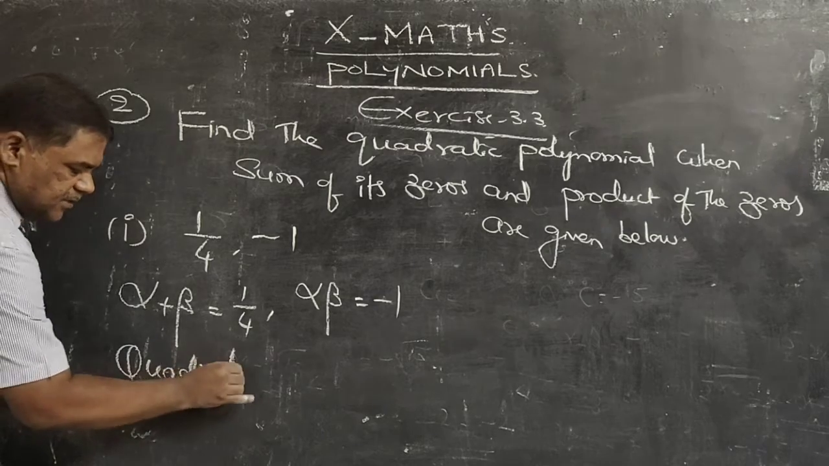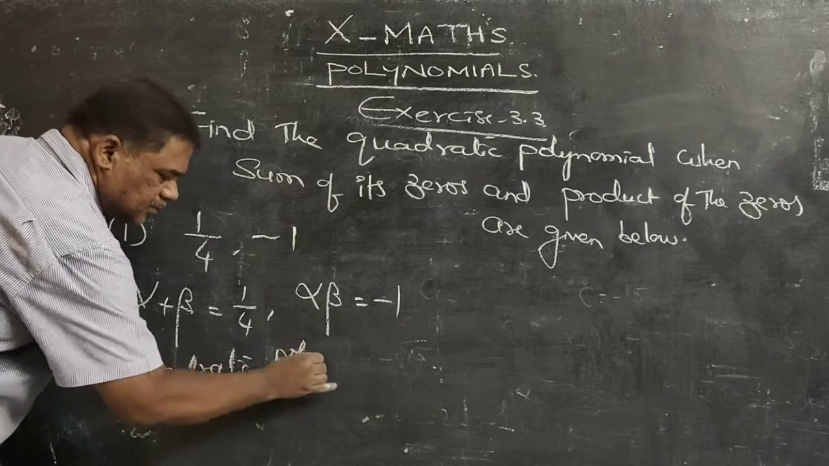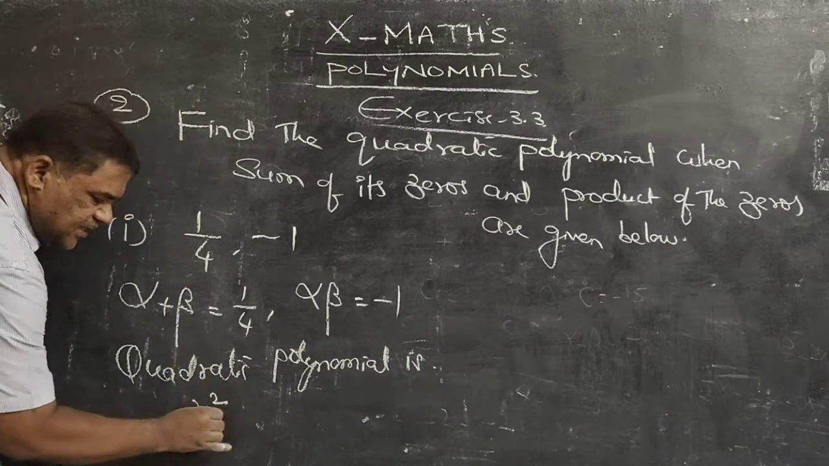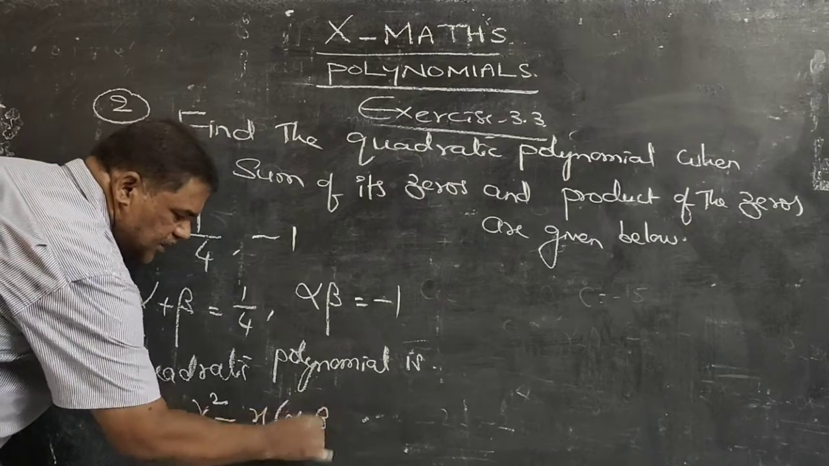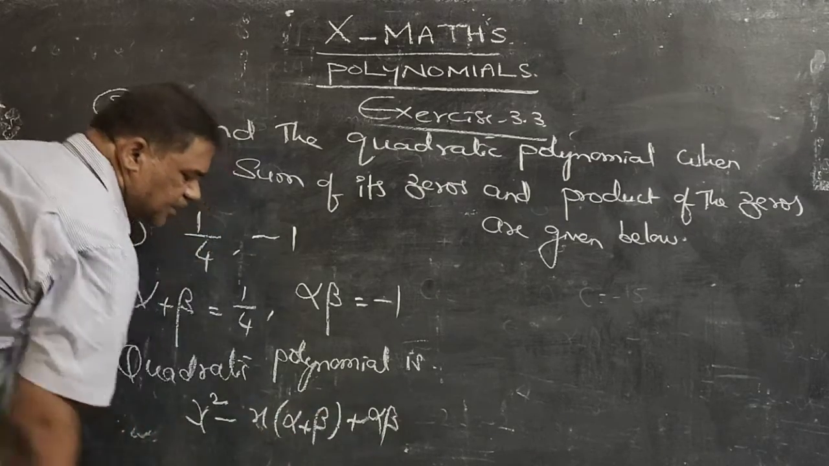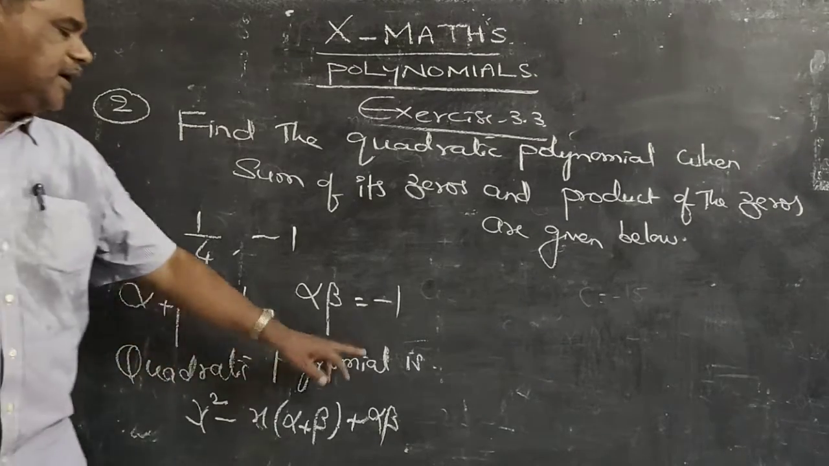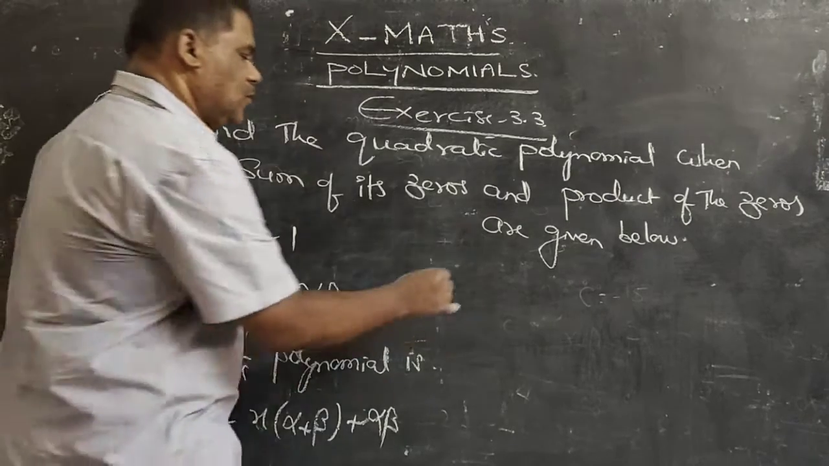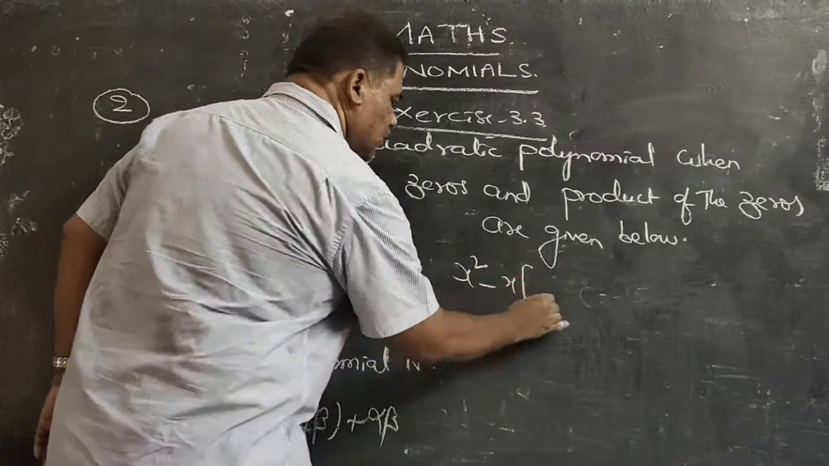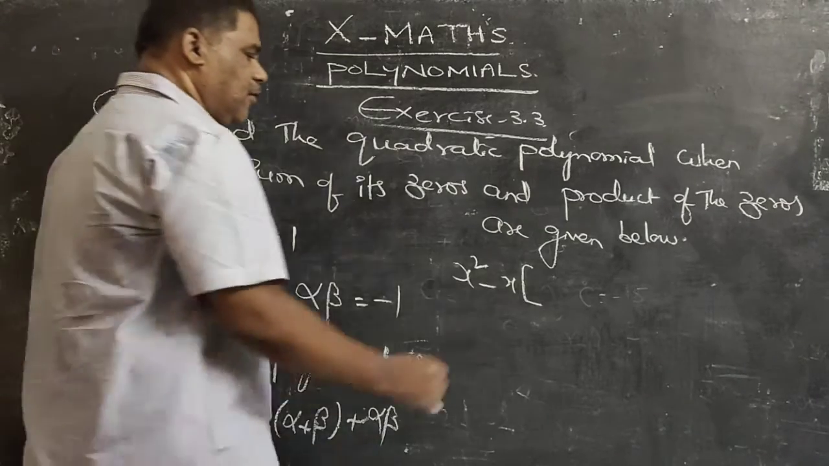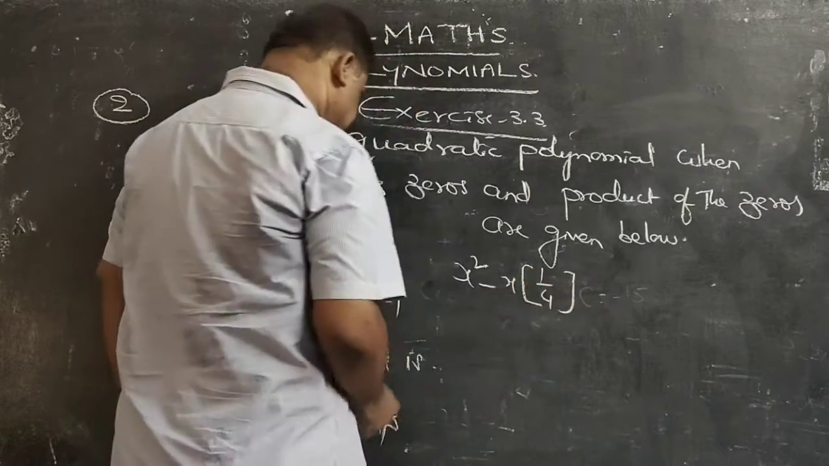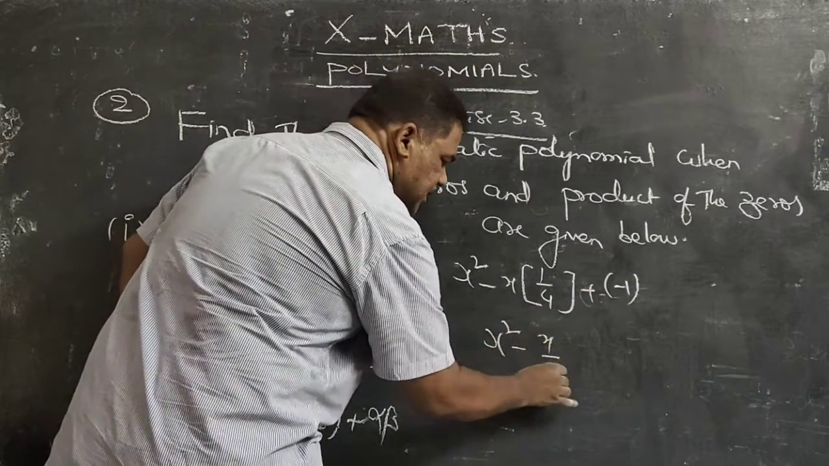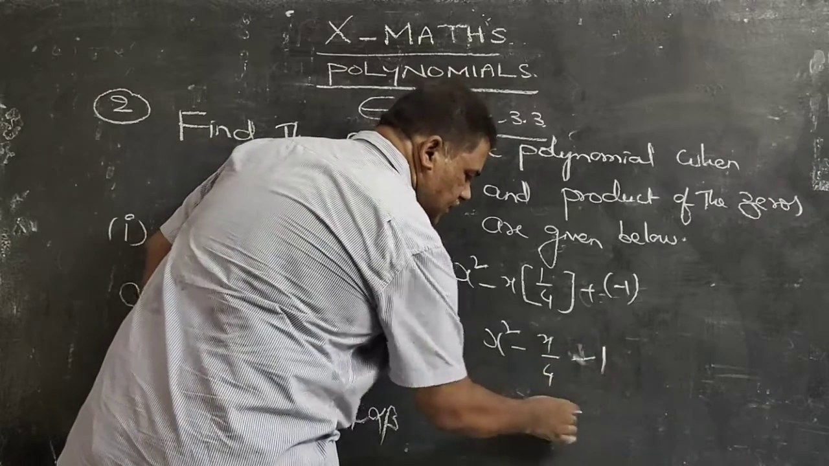Now, the quadratic polynomial is x square minus x into alpha plus beta plus alpha beta. That is the formula to find the quadratic polynomial when alpha plus beta and alpha into beta are given. So x square minus x into alpha plus beta, which is 1 by 4, plus alpha beta, which is minus 1. So it is x square minus x by 4 minus 1. That is the answer.